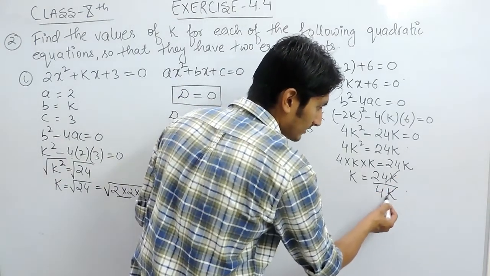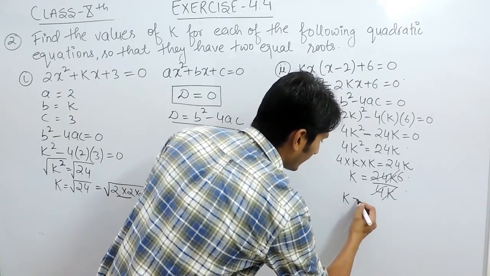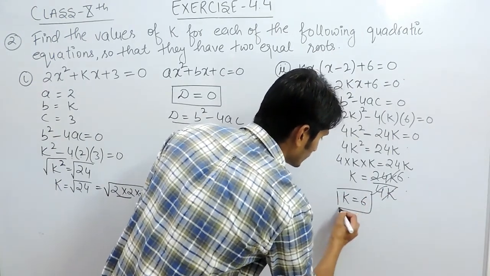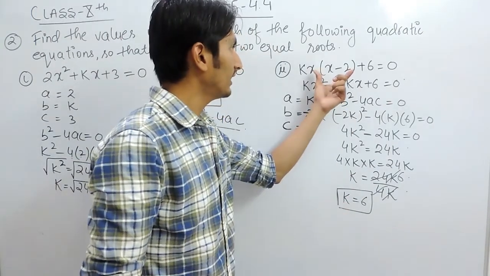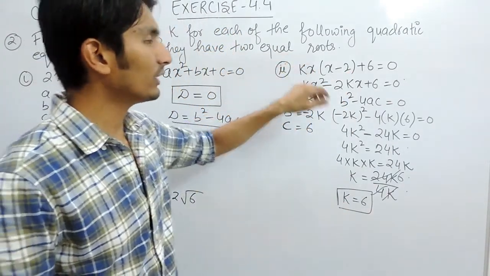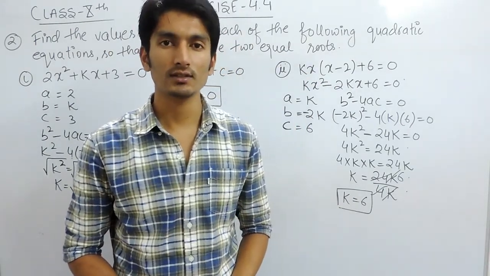If I keep one k here and shift the 4 to that side, we divide 24k by 4, so k can be cancelled with k and 24 by 4 is 6. So the value of k here should be equal to 6. When the value of k is 6, the roots of this equation will be equal roots. So this is how you can solve these questions. Thank you.